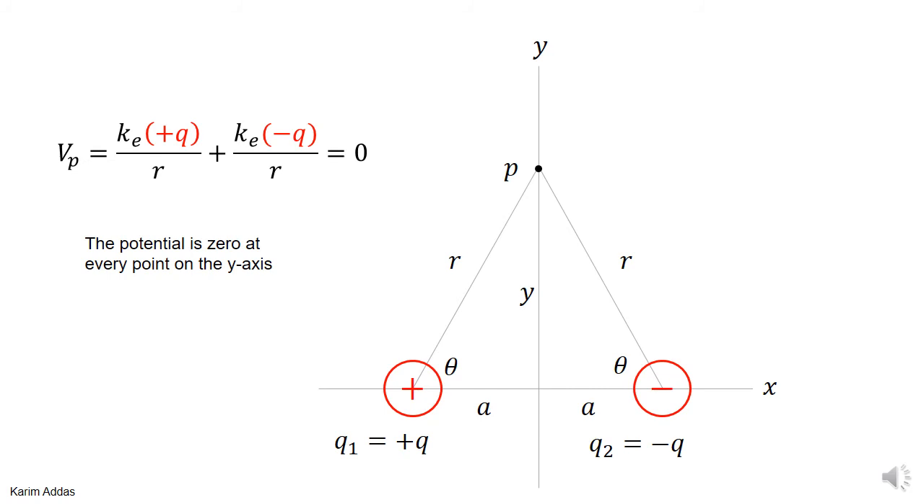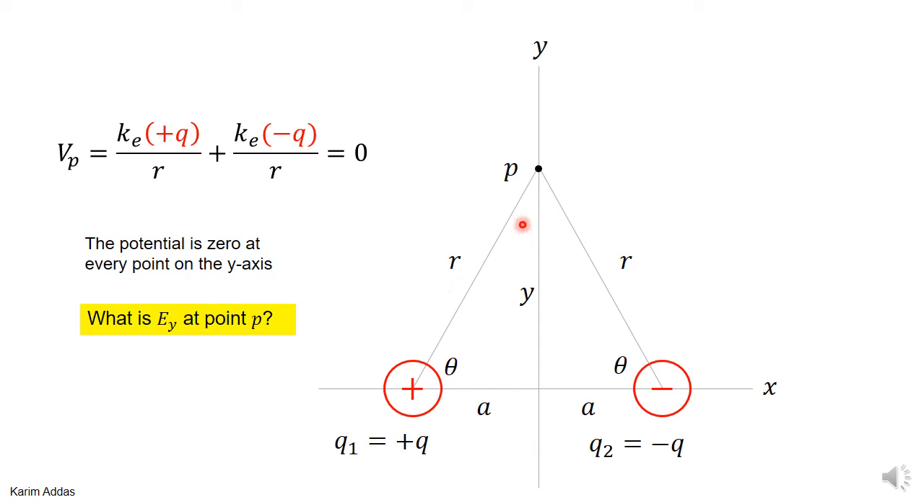So you get 0. The potential is 0 at point P. And it doesn't matter where point P is on the y-axis, you'll always get 0. As long as you're on the y-axis, the distance between charge 1 and point P and charge 2 and point P will always be the same. And since the charges are equal and opposite, whenever you add these two terms, you're always going to get 0. So the potential everywhere on the y-axis is 0.